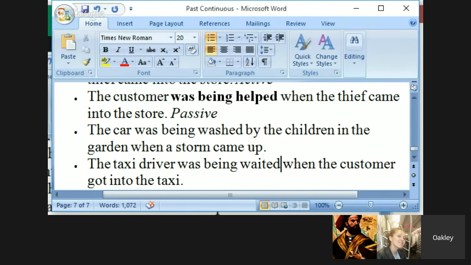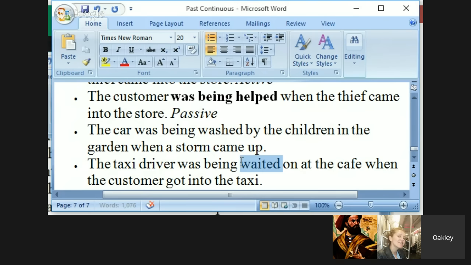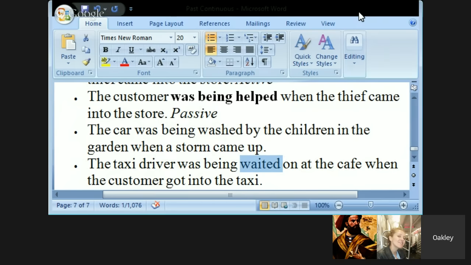The action doesn't happen to somebody else. Waiting does not happen to you. You wait. You're not waited. You can be waited on in a restaurant by a waiter, but that's the only way. You could say, okay, he was being waited on at the cafe. You could say that, Salvatore. That would be possible. But maybe the meaning of wait, I waited in line at the bank for 2 hours. You cannot use that verb as a passive. It just doesn't work. It doesn't make sense.